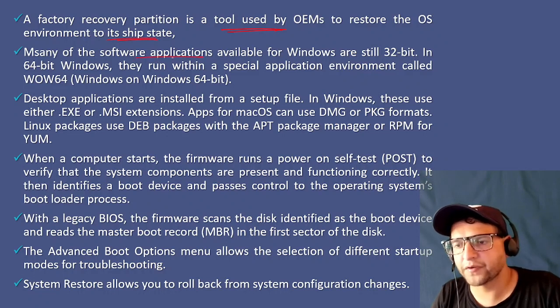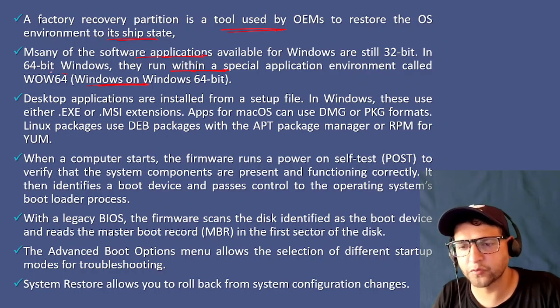Many of the software applications available for Windows are still 32-bit. In 64-bit, they run with a special application environment called Windows on Windows 64. Like you might see a shortcut in your file somewhere in the desktop folders.